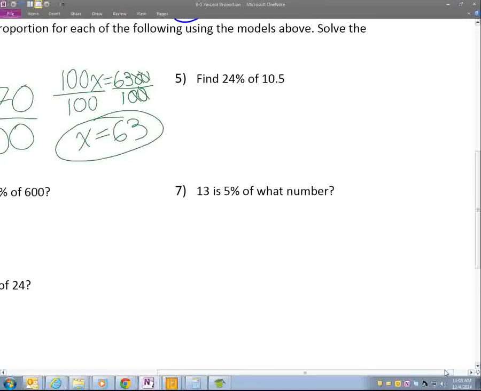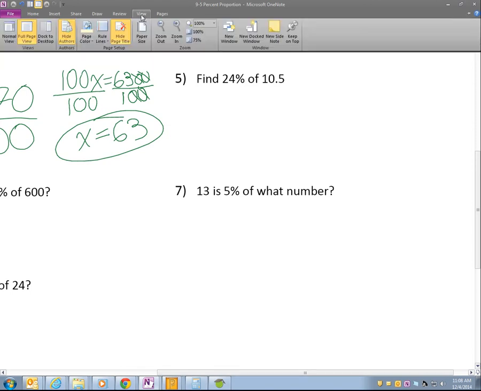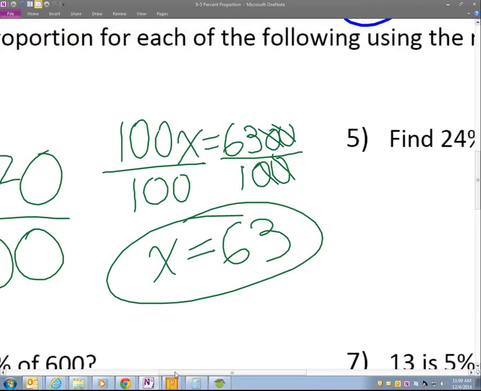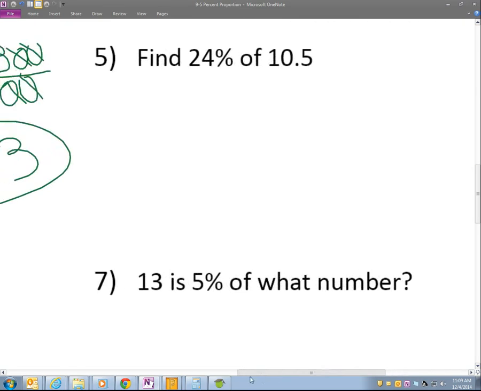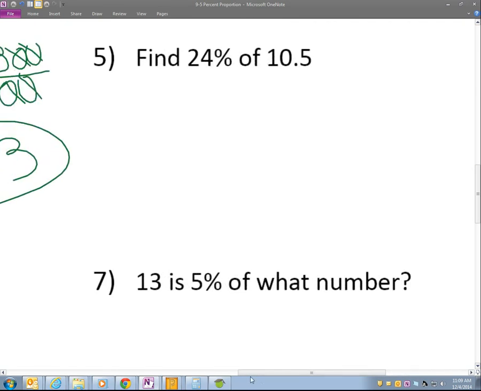No? Now, we're just going to set these other ones up because I want to make sure we get through these and maybe give you guys a couple minutes to start your homework. The first thing I'm going to do is zoom in so I can see this better. Now we're finding 24% of 10.5. I'm going to create my proportion.